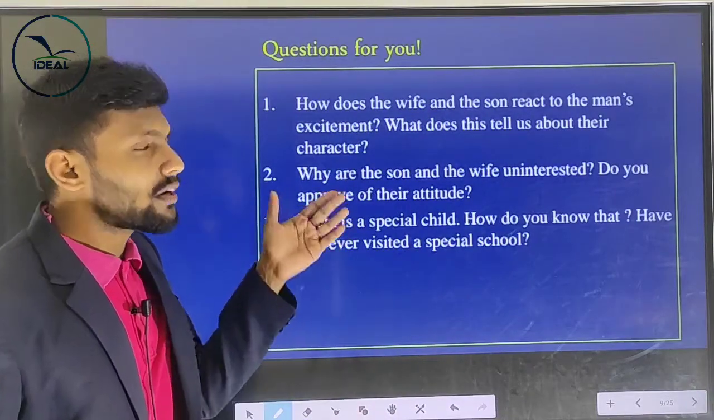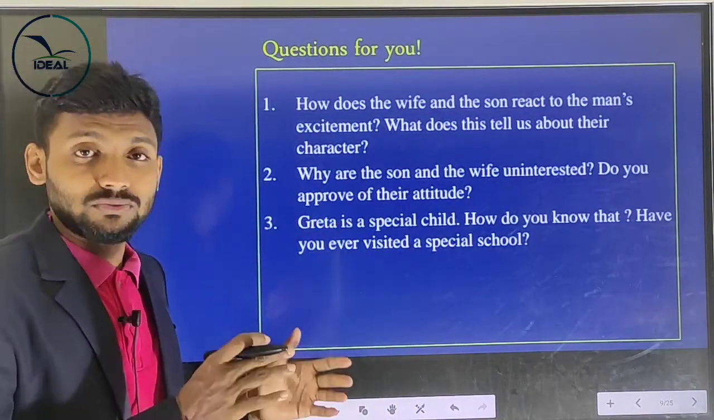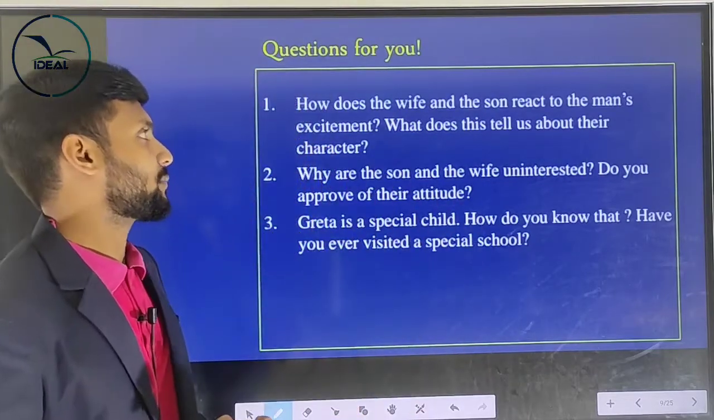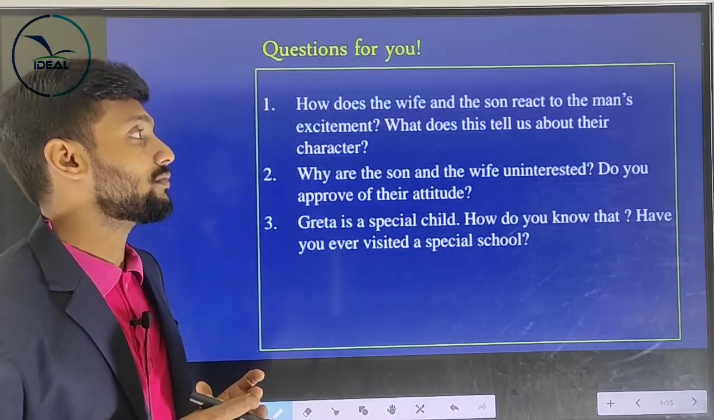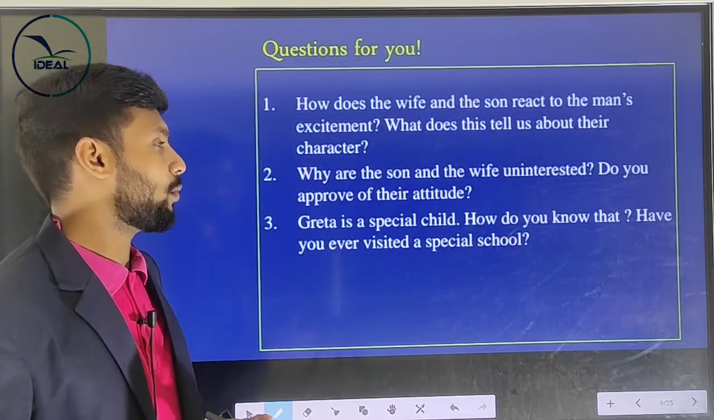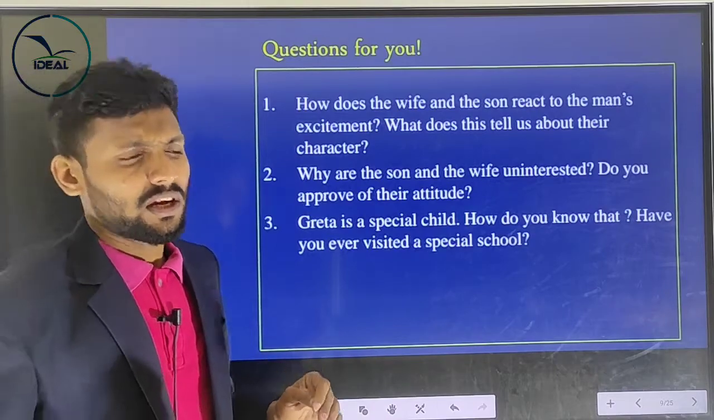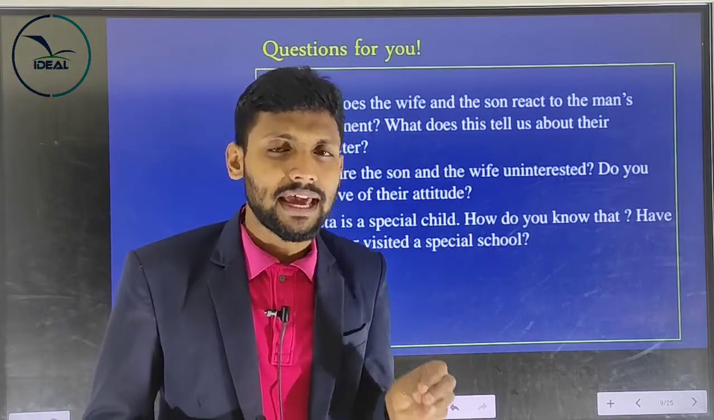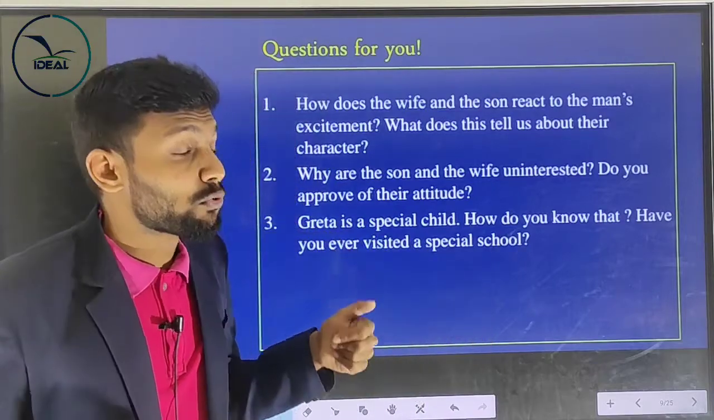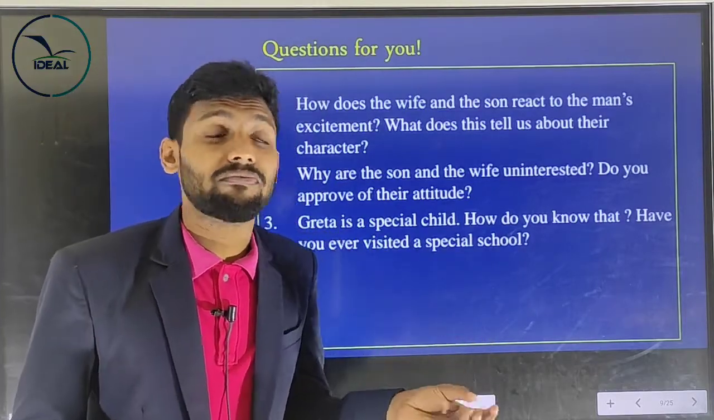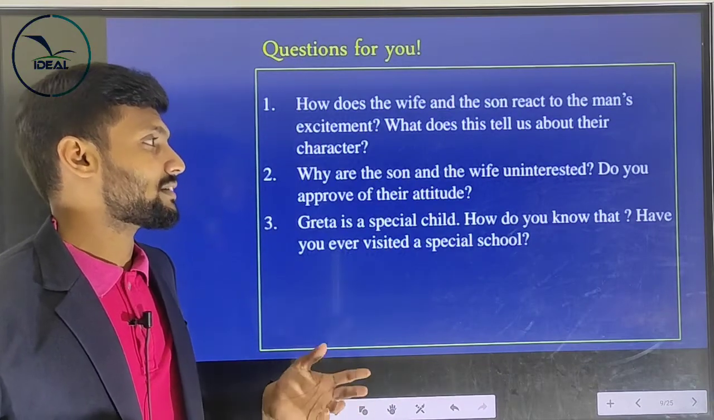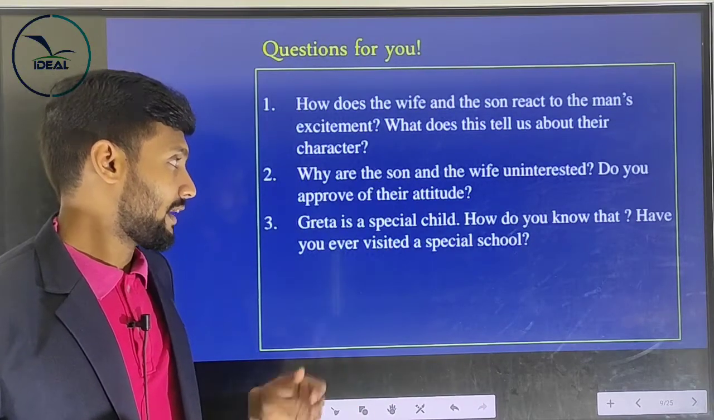Okay. Look, here you have some questions to understand whether you got what I said. Look at the first question. How do the wife and son react to the man's excitement? What does this tell us about their character? Look at the character of son and wife, and how they reacted to the excitement of the father. Why are the son and wife uninterested? Do you approve of their attitude?